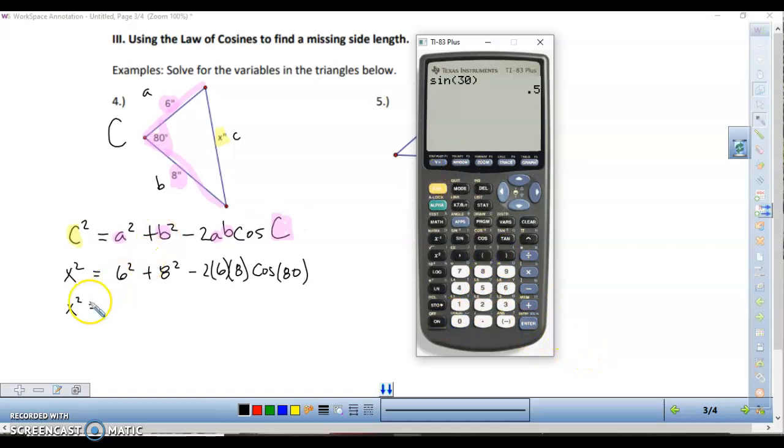So I'm good. So look, all I'm going to do is just punch all of this in the way I see it. So 6 squared plus 8 squared minus 2 times 6 times 8 times the cosine of 80 degrees. Bam. So I get x squared is 83.3298 or whatever. All right, so let's just call it 83.33 for now.